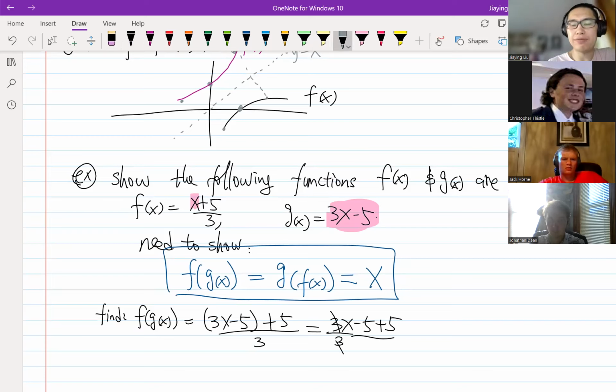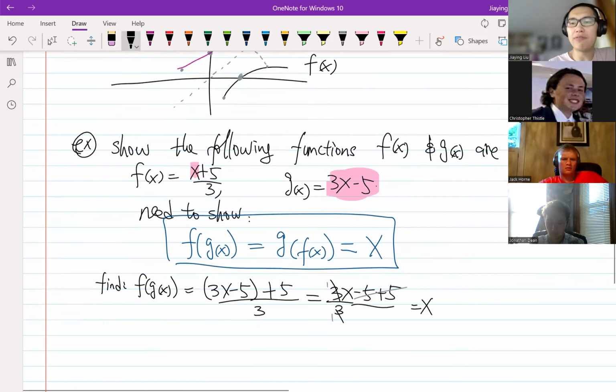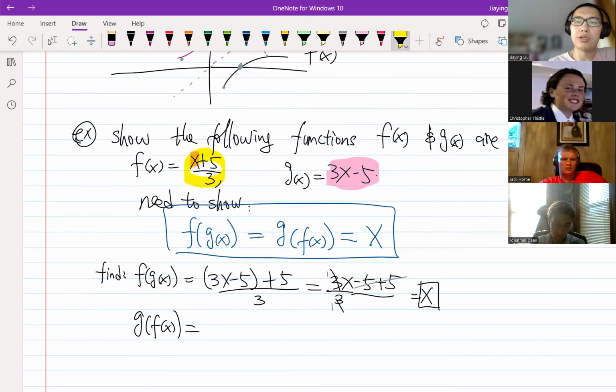So minus 5 plus 5 becomes 0, 3 divided by 3 becomes 1, so we end up with x. But that's not enough. We have to go the other direction too. We need to find g of f of x, and that's going to be taking the f of x and putting it into the g function to replace the x.